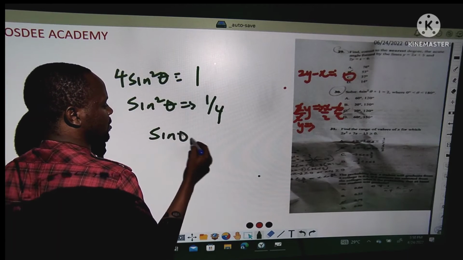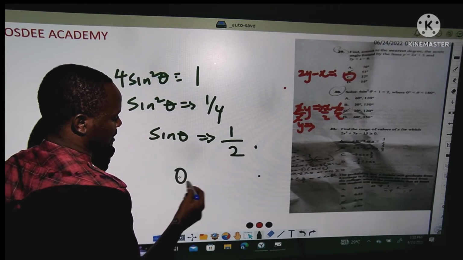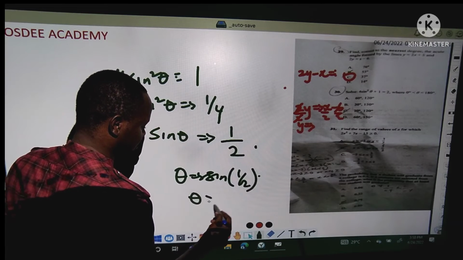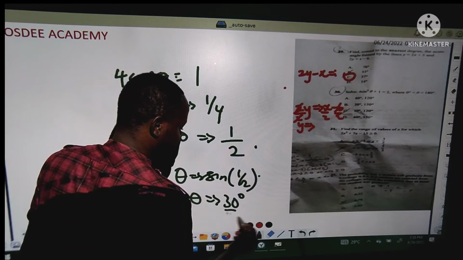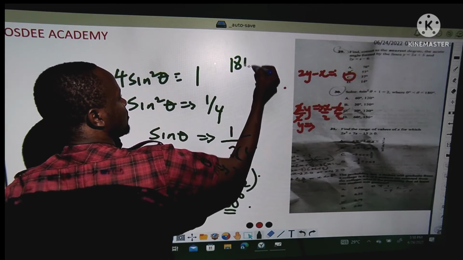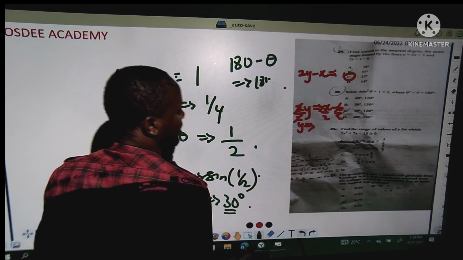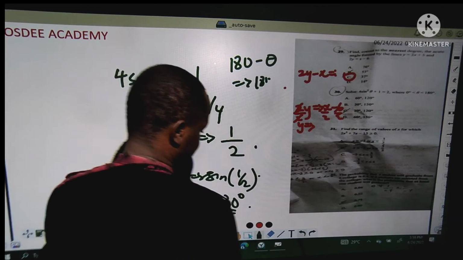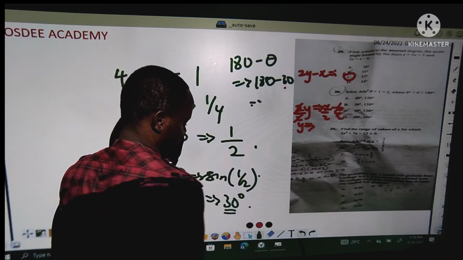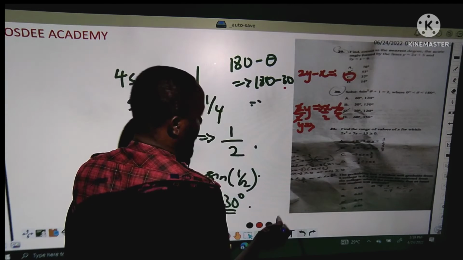So sine theta, take the square root of both sides. Square root of 1 is 1, square root of 4 is 2. So theta equals arcsine of 1 over 2. Everybody knows that this is 30. So that's the first quadrant. The second quadrant is 180 minus theta, so 180 minus 30 is 150. So that's the answer: 30 and 150. So that's that. The next one.